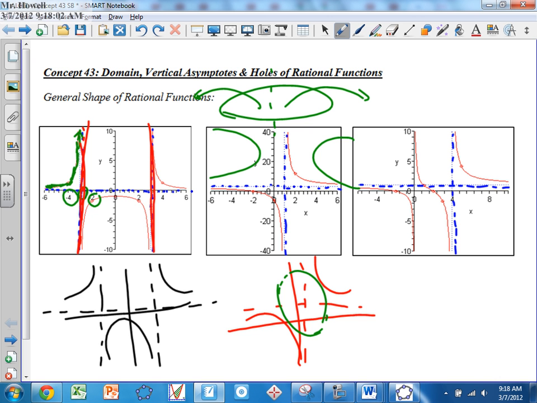Okay? Over here, I see that there's a vertical asymptote around x equals 1, and over here, I've got a vertical asymptote at x equals 4, and at x equals 0, right down the middle there. Which x equals 0, you know, is the y-axis. Again, this is x equals 0, this is your x equals 4. Remember, vertical lines are x equals. What are horizontal lines? Y equals.